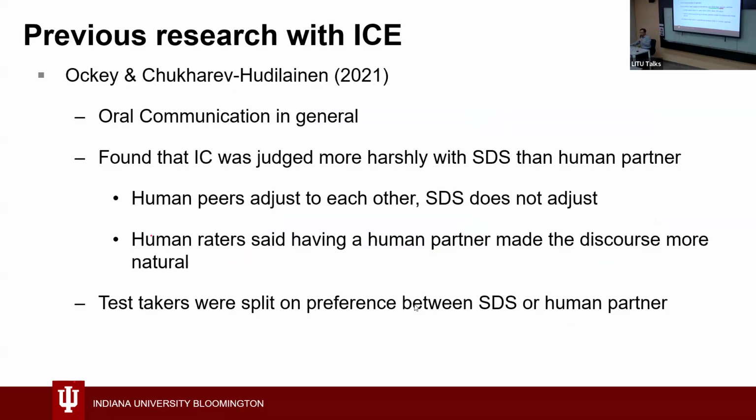Right. So they listed some previous research on that. What they found is that human peers adjust to each other, but definitely the spoken dialogue system cannot. And then the human raters found that having a human partner discourse is better, which is really not surprising, right? But test takers split in their preference between the SDS and the human partner. Some students prefer to work with the machine, others prefer the human partner.